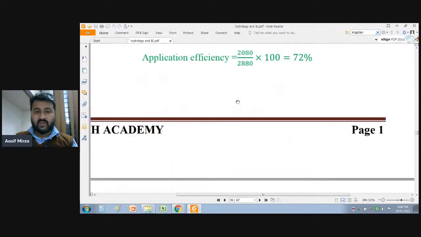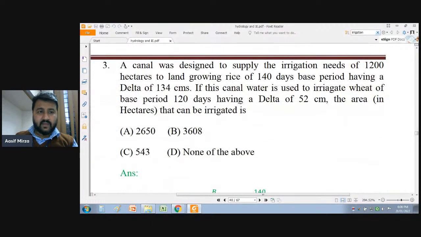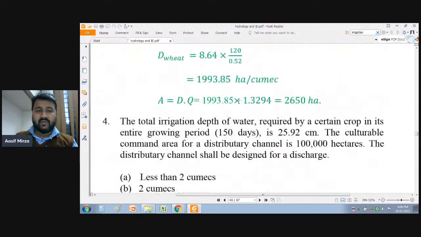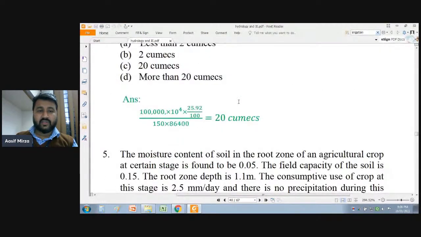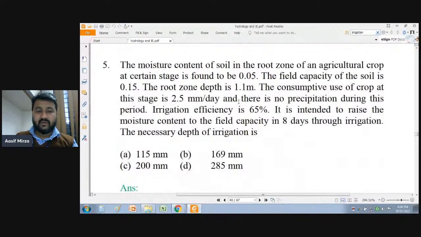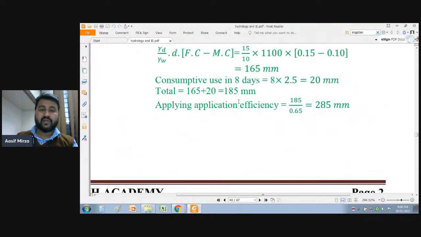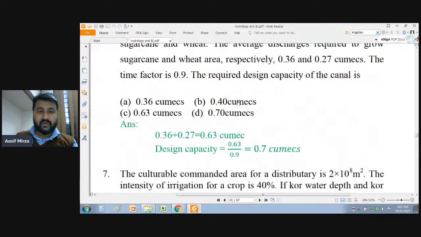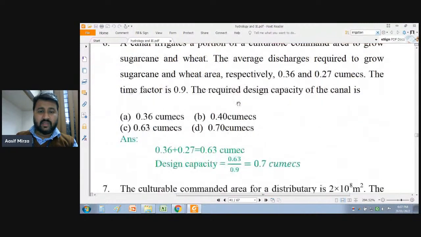Okay, similarly we have questions on canals, questions on duty, questions on the calculation of delta, and questions on the calculation of the area required for the crop. All these questions are asked in the GATE examination. We have the solutions and the explanation of the right answers with us, so I will provide you all these things after the completion of this course.